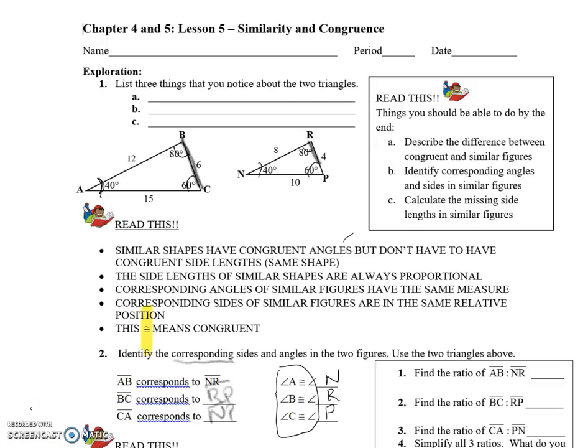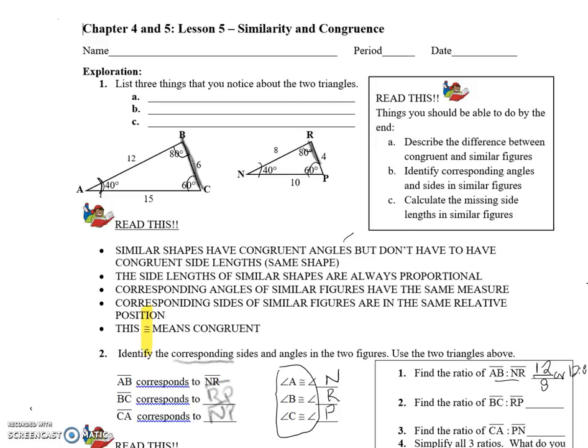Now, again, it says find the ratio of these things. These letters didn't even print. Well, the ratio of AB to NR is, AB is 12, NR is 8, so it would be 12 over 8, or you can write it 12 to 8. Either way works. Both of them are just fine, okay?